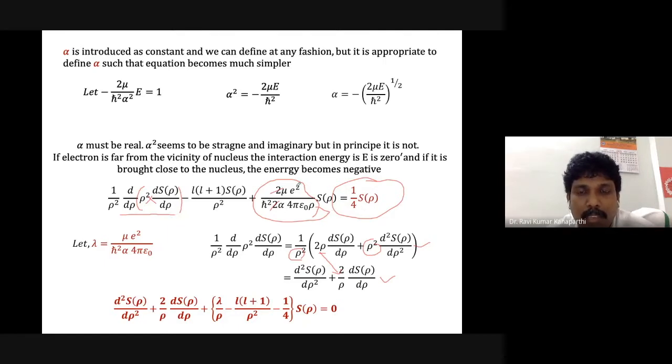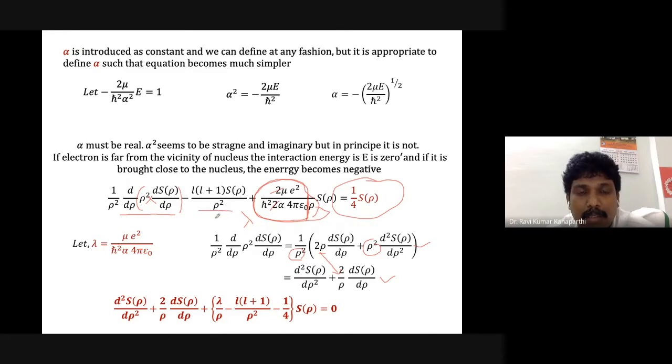In the third term, we made a lambda. So everything you can substitute over there, and that is done in the next step. D square S of rho upon d rho square plus 2 by rho dS of rho upon d rho plus lambda by rho. I told you that this quantity we made into lambda, therefore lambda by rho comes from this term. Up to here, the entire quantity we assumed as a constant, lambda.